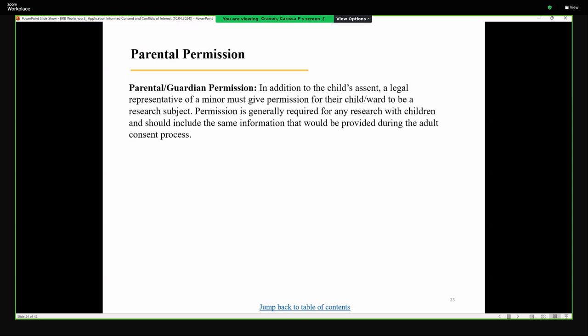So in addition to the child agreeing, a legal representative, a parent or a guardian, should give permission for their child or ward to participate. Typically, this is going to look exactly like an informed consent, except they are signing for the child, not for themselves. If the child does dissent, parental permission cannot override it unless it's for the health and safety of the child. Go back to that for a second.